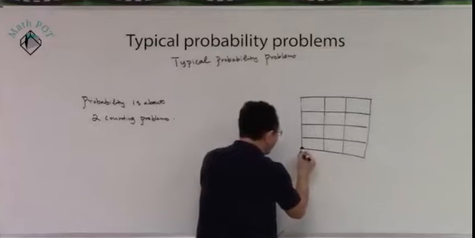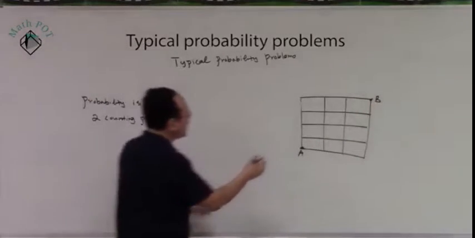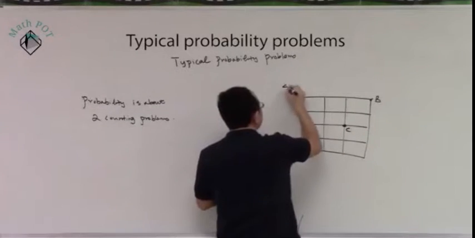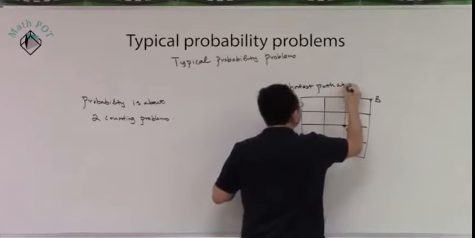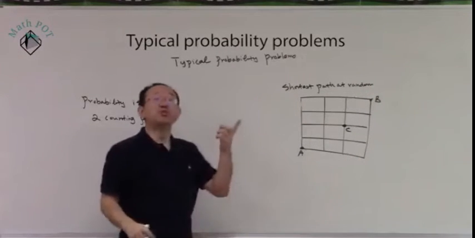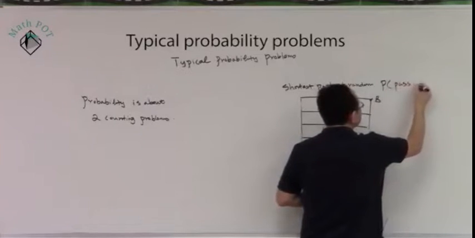Okay, this is point A, this is point B, and point C is down here. Choose a shortest path at random. So if I choose a shortest path at random from A to B, let's try to figure out the probability that it passes through C.